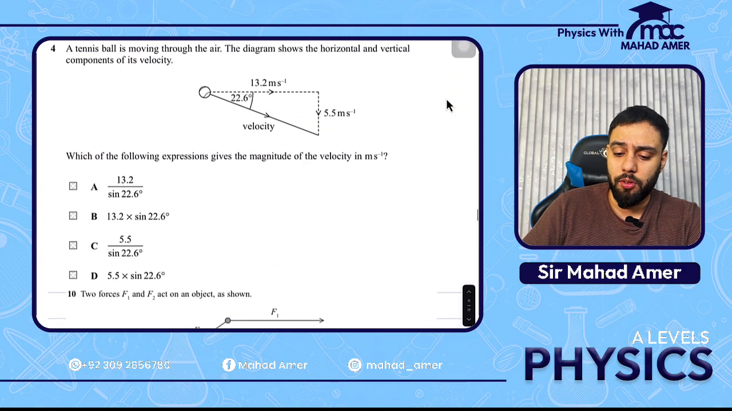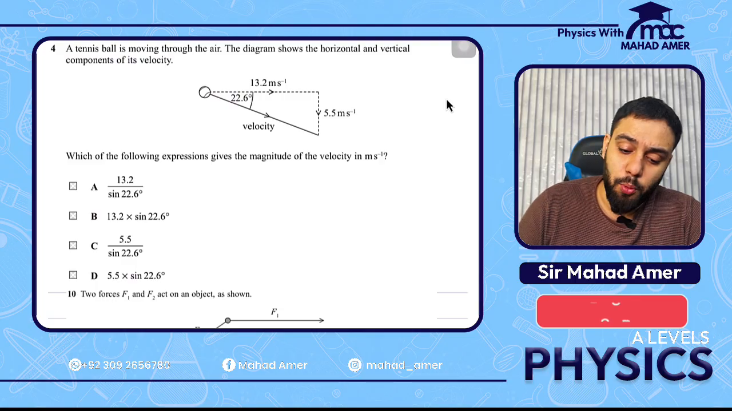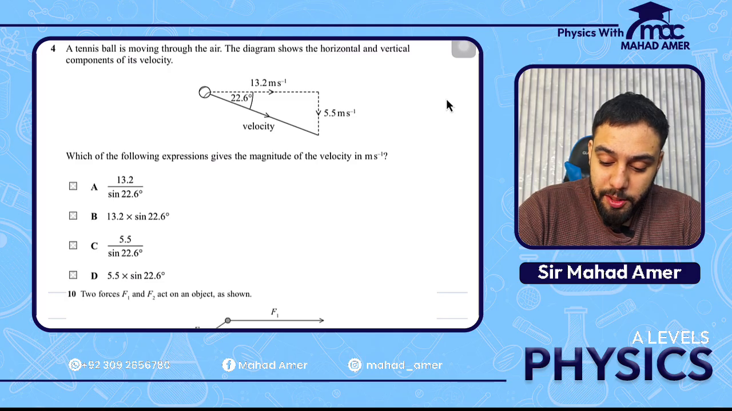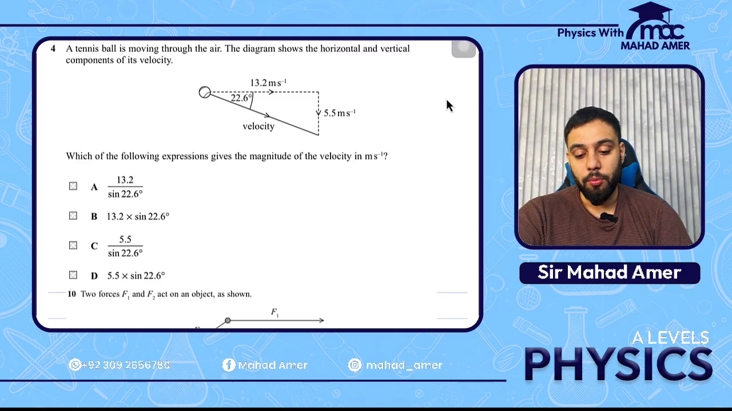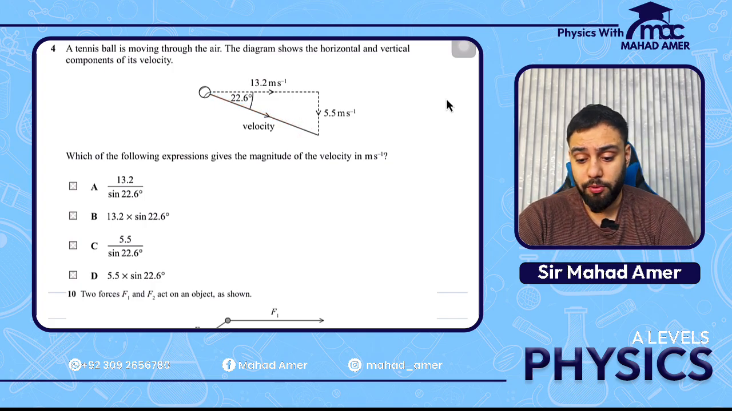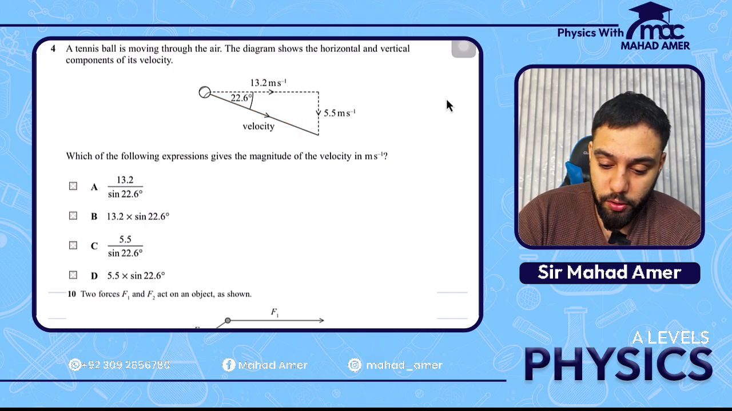Let's solve one MCQ before ending the lesson. A tennis ball is moving through the air. The diagram shows the horizontal and vertical component of the velocity. Which of the following expressions gives the magnitude of the velocity in meters per second? Alright guys, so the magnitude of the velocity is this. Not all the things are required to be used. This is basically the hypotenuse.